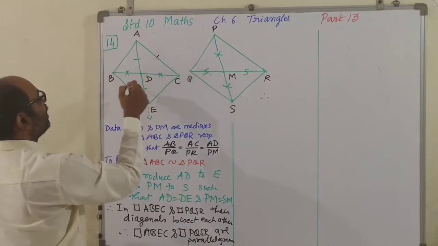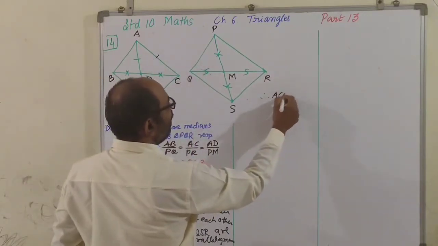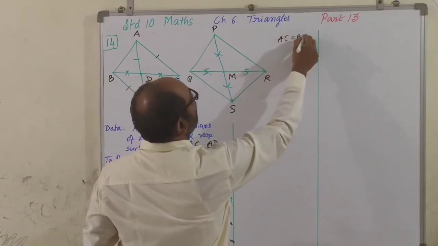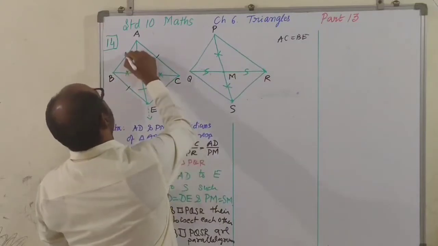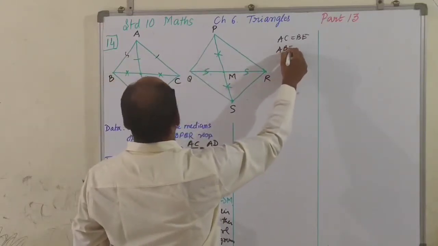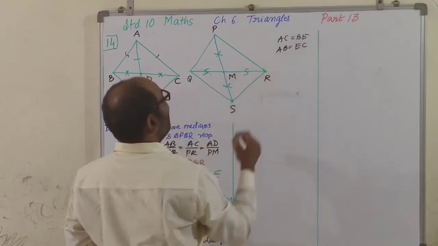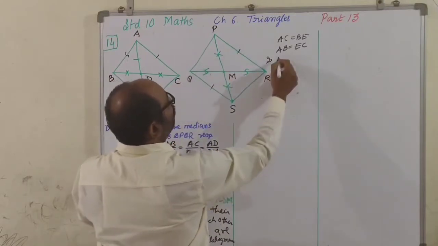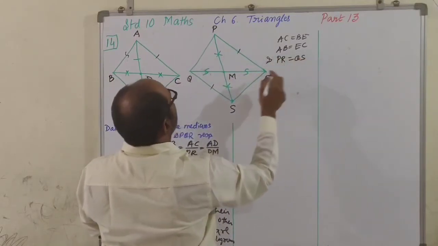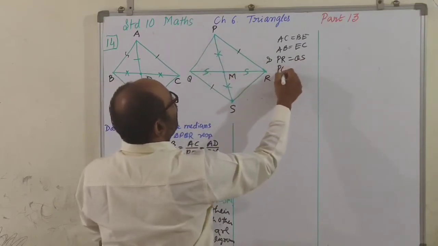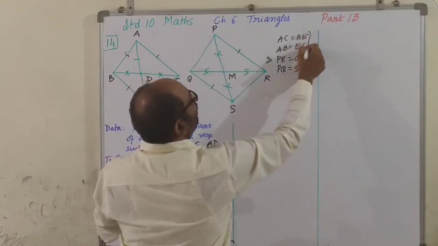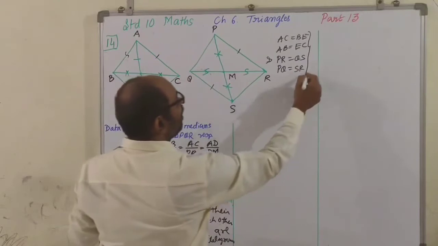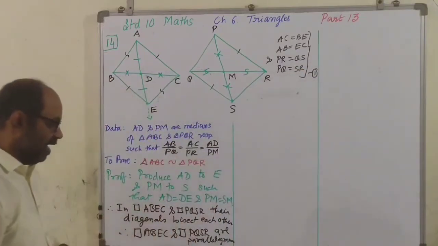Therefore, AC equal to BE and AB equal to EC. I'll write from here because we have to use it. And PR equal to QS, and PQ is equal to SR. Let me call this result 1. This is the first result I have.